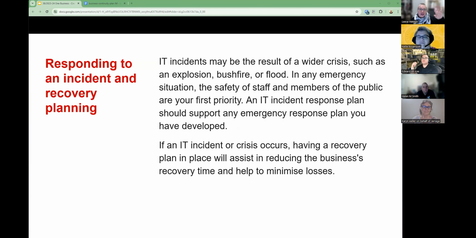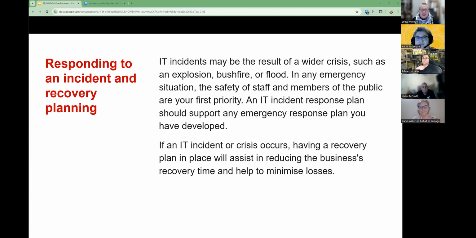So thinking about that other element, that other stage, let's talk about responding to incidents. So responding to an incident and recovery planning. So IT incidents may be the result of a wider crisis. So it may not be about your 2-factor authentication. It could be because there's an explosion or a bushfire or a flood.